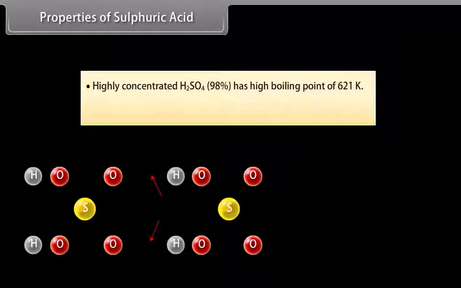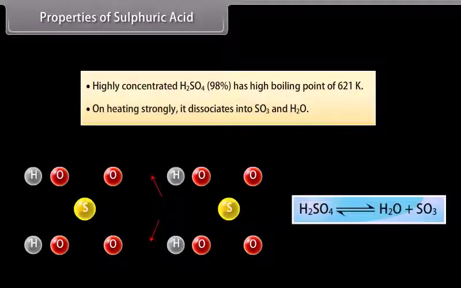Highly concentrated H2SO4 has a high boiling point of 611 Kelvin. It shows that H2SO4 has an associated structure due to hydrogen bonding. On heating strongly, it dissociates into SO3 and H2O.